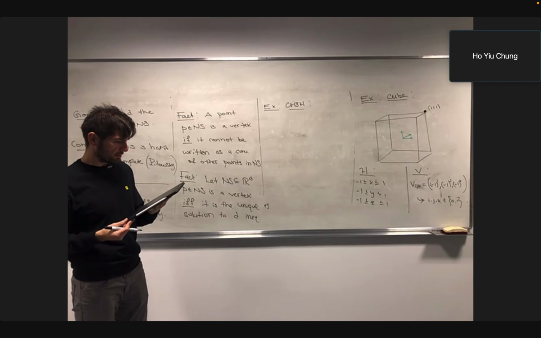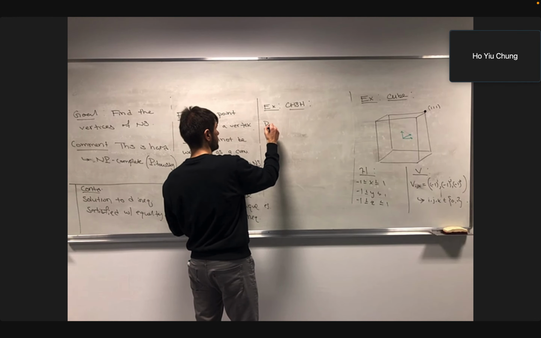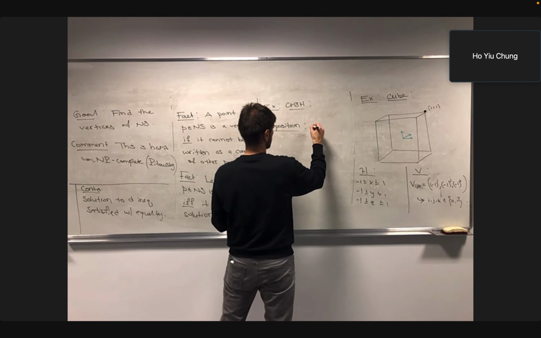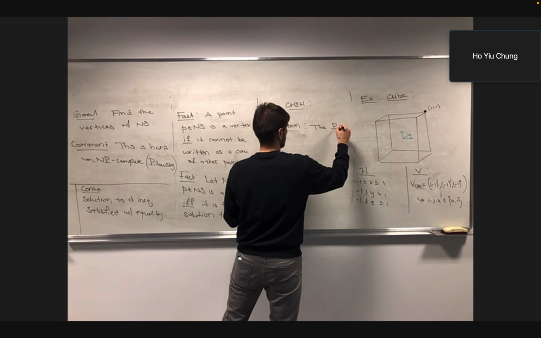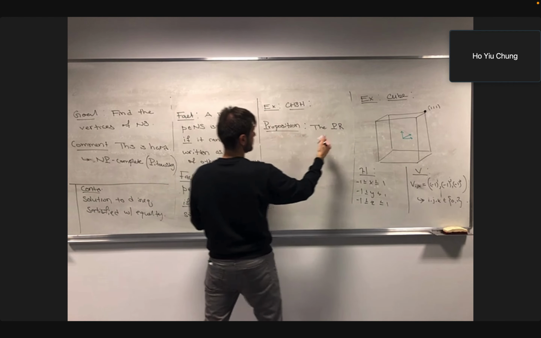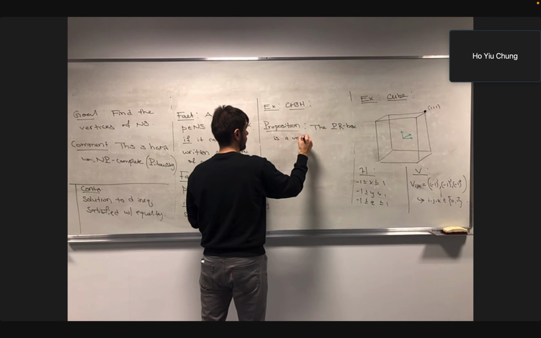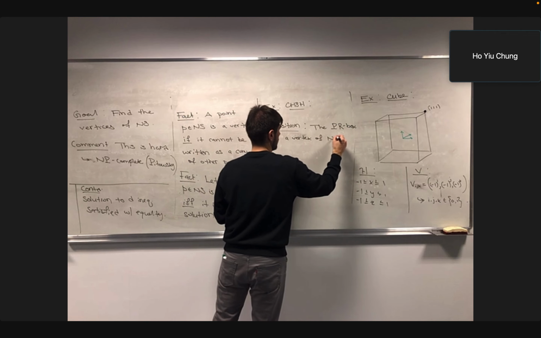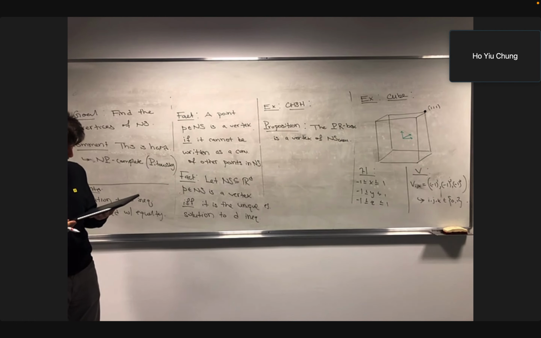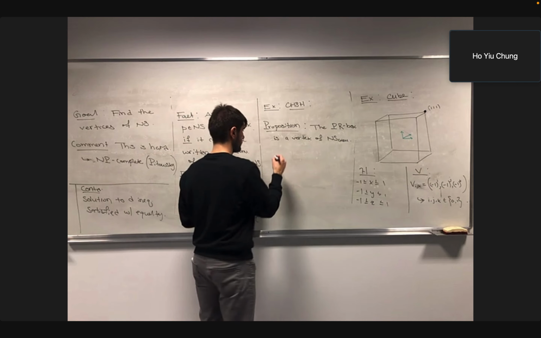So I want to look at the CHSH scenario. I want to make the following claim. Proposition: I don't know if I defined it as such, the Popescu-Rohrlich box that I introduced before, the PR box, is a vertex of NS, the CHSH no-signaling polytope. So here is the proof.